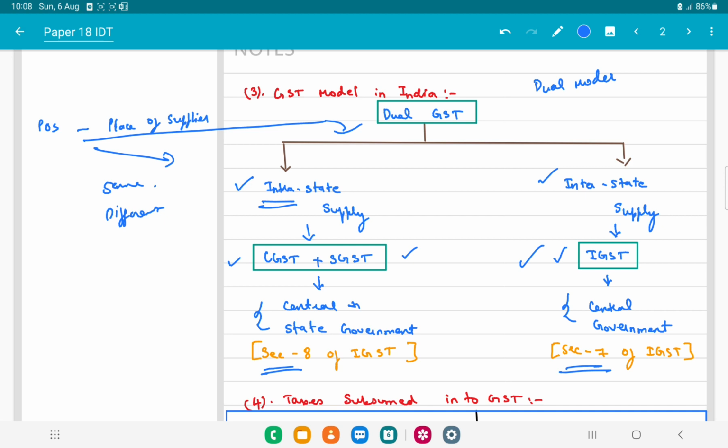You have a dual model. One is intrastate supply, CGST, SGST. Interstate supply, IGST. In interstate supply, the central government has exclusive power to levy. In intrastate supply, the central and state government both have power to levy tax. Section 8 of IGST Act, section 7 of IGST Act covers this topic.